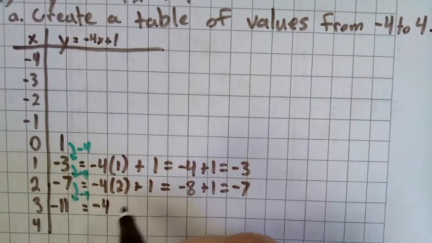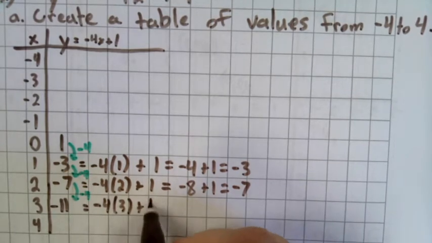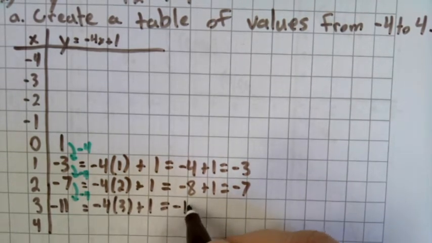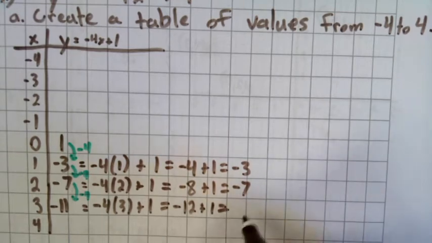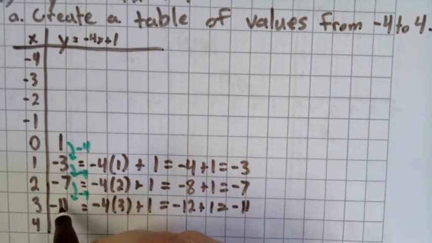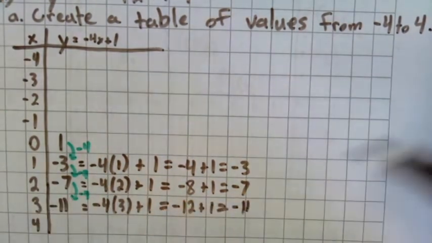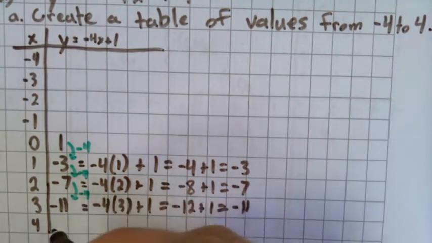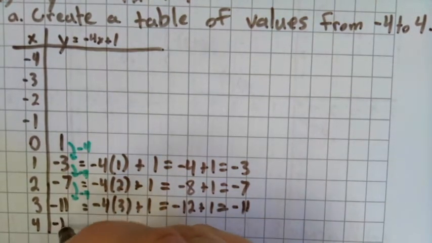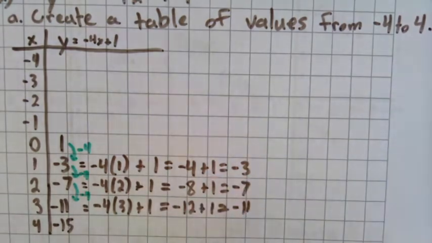-4 times 3 is what our x is, plus 1. -4 times 3 is -12 plus 1. -12 plus 1 is -11. Is that what we predicted? Yes, it was. So let's do that again. -4 going down will become -15. And we could do the calculation, but why do it when we've seen the pattern?